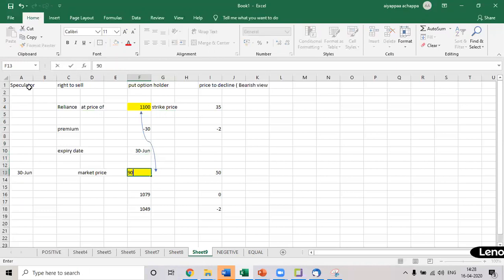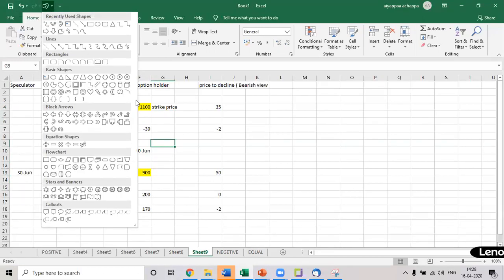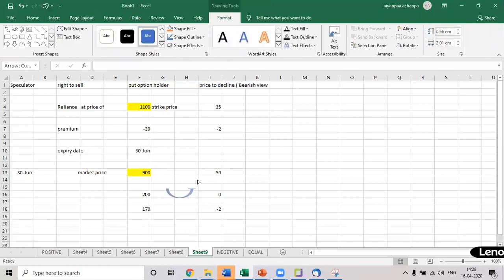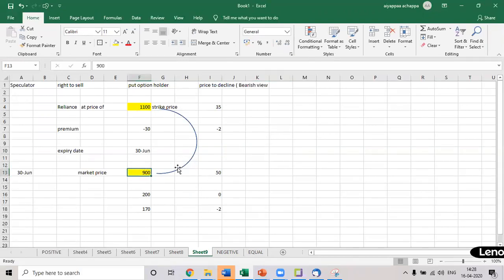And now let us assume the market price comes to 900. So the trader can go to the market, buy it at 900, give it to the put option writer at 1100, and he will get a gain of 200, for which he has paid 30 rupees as a premium, so the net gain is 170.